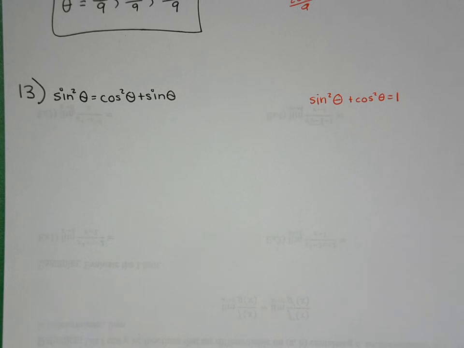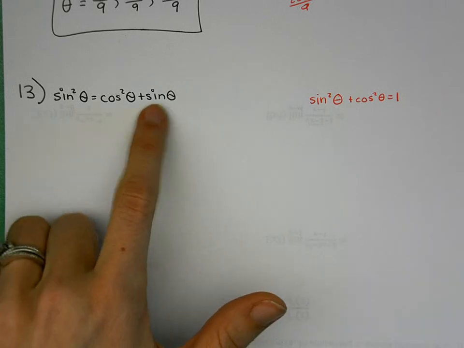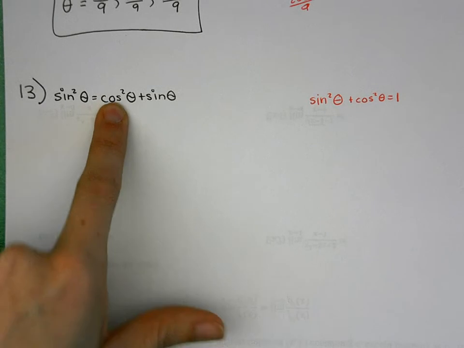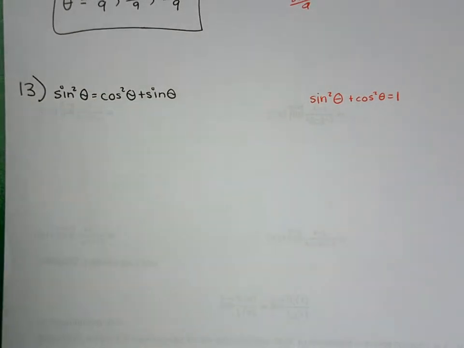Okay, and so what that tells us is because this one is not also squared, we're probably going to want to get rid of this one. Because if I can get rid of the cosine and get this to be all in terms of sine, then I could do some sort of factor, potentially. Okay, so let's go ahead and do that.